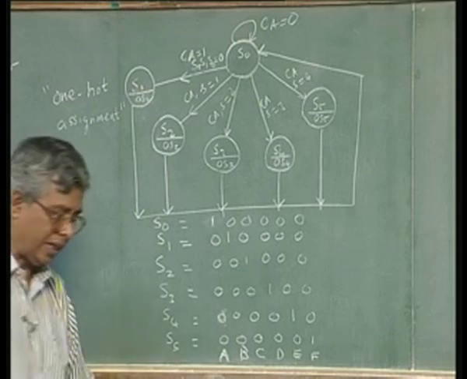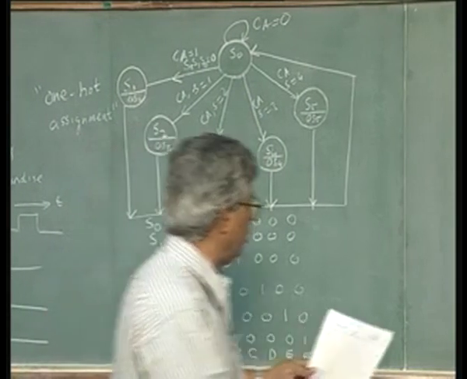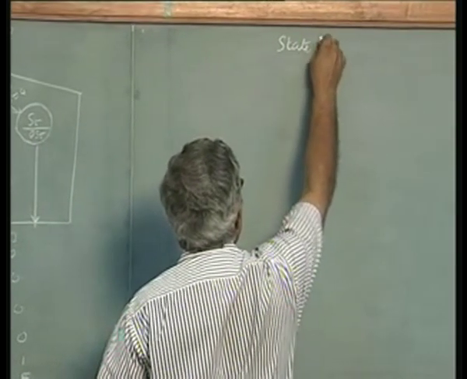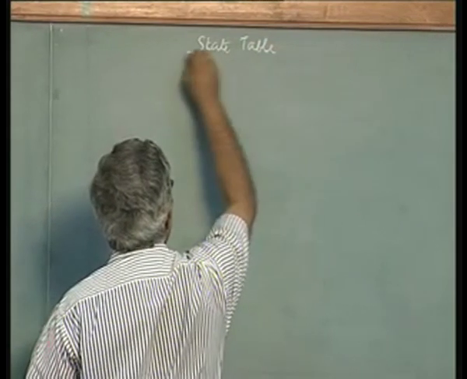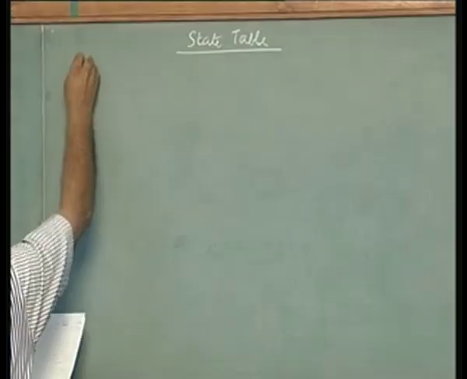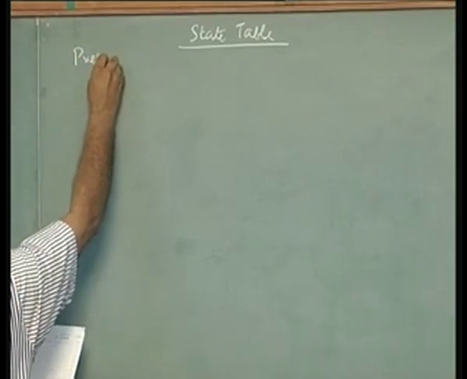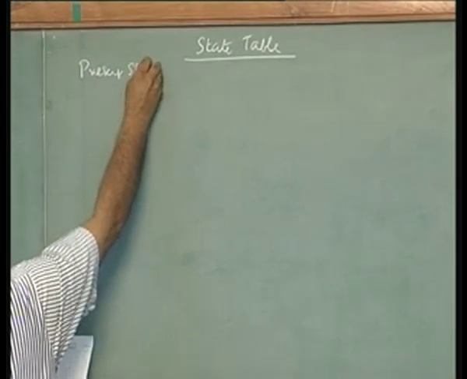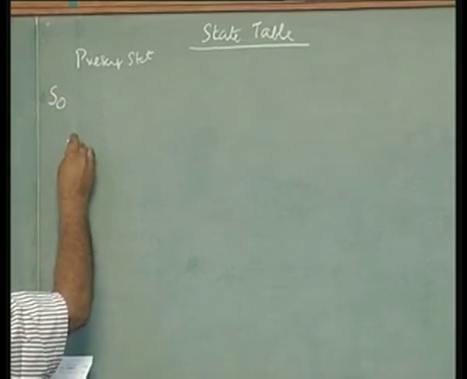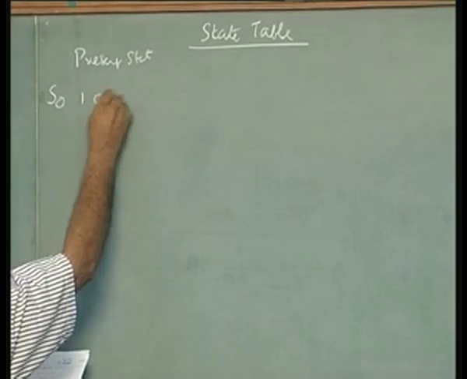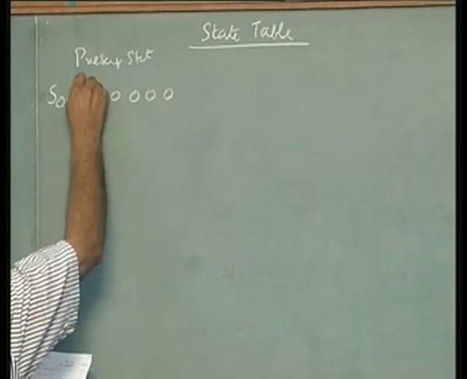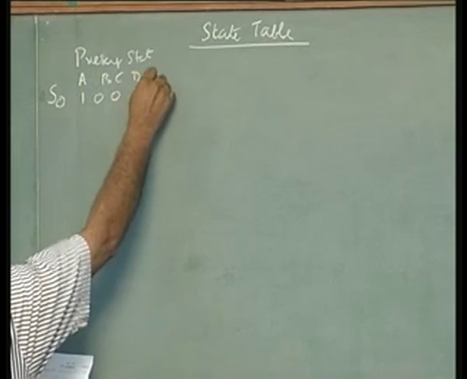So now we have to write the state table for this. You know how to write state table. I will do it simply, quickly. It is a long table because there are so many flip-flops. So present state, S0, 1, 0, 0, 0, 0, 0. These are flip-flops A, B, C, D, E, F.